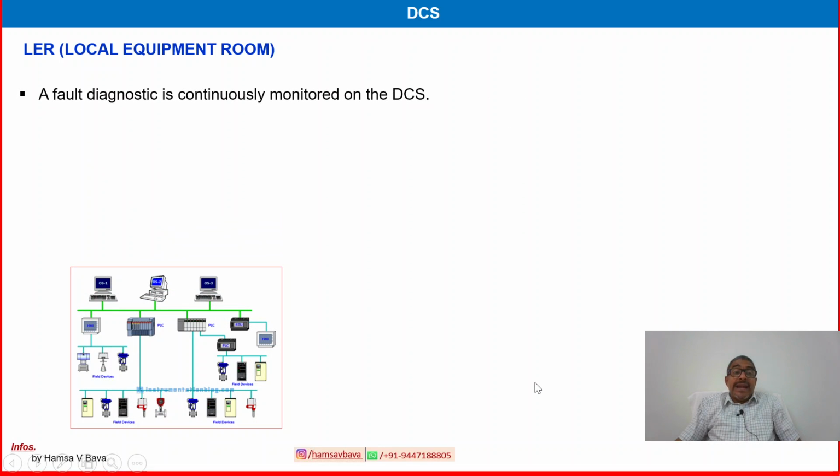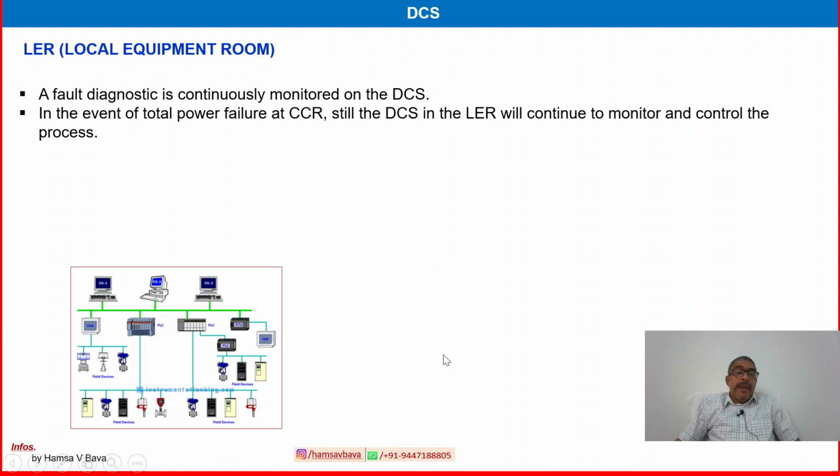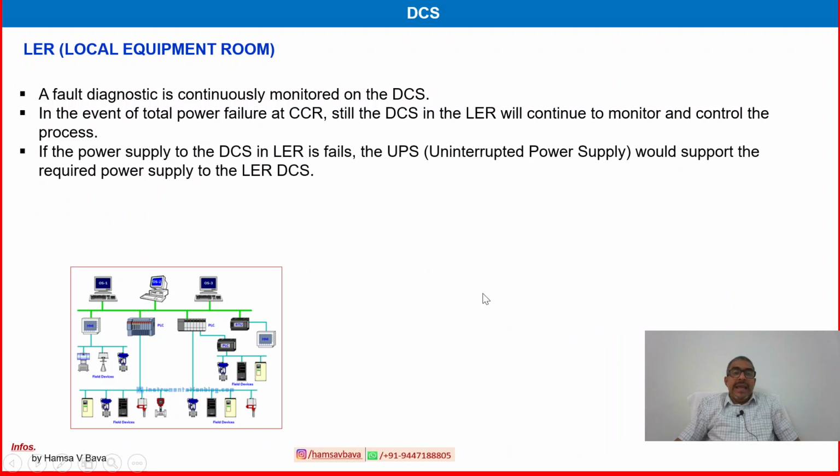A fault diagnostic is continuously monitored in the DCS. In the event of total power failure at CCR, the DCS in the LER will continue to monitor and control the process. In case of power failure in CCR, the DCS in the LER will help to continue the plant until the power failure issue or any abnormal issue is resolved. If the power supply in the LER fails, the UPS, uninterrupted power supply, would provide the required power to the LER DCS.